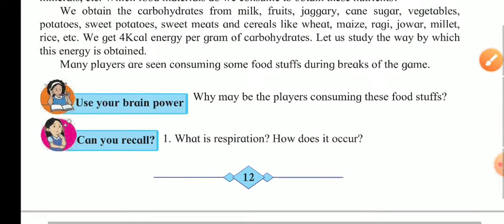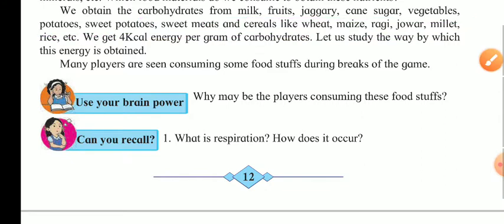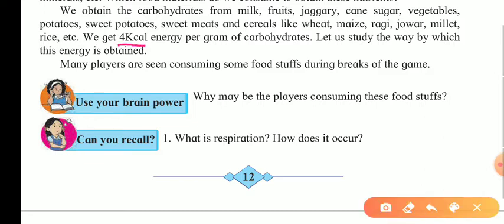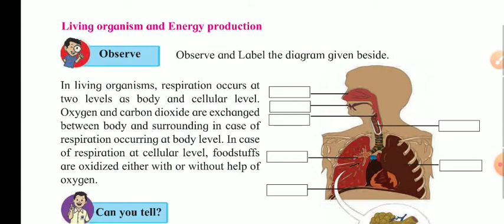Next, they have mentioned examples of carbohydrates from milk, fruits, jaggery, cane sugar, vegetables, potatoes, sweetmeats, and cereals like wheat, maize, ragi, jowar, millet, rice, etc. Per gram of carbohydrate gives us 4 kilocalories. You can note it down: 4 kilocalories of energy can be produced per gram of carbohydrate. The next part of this chapter is about living organisms and energy production.